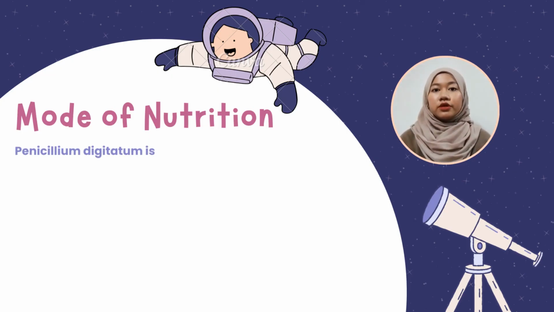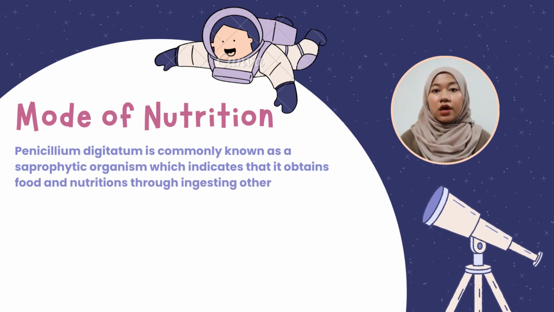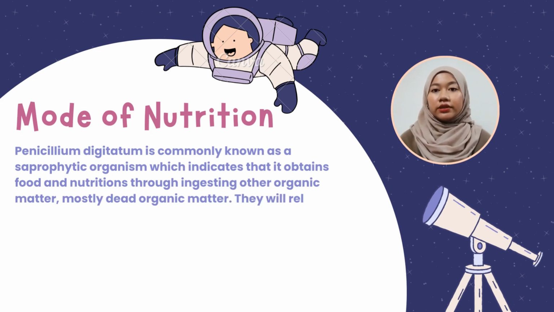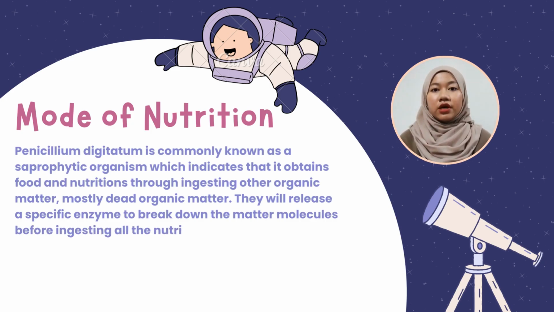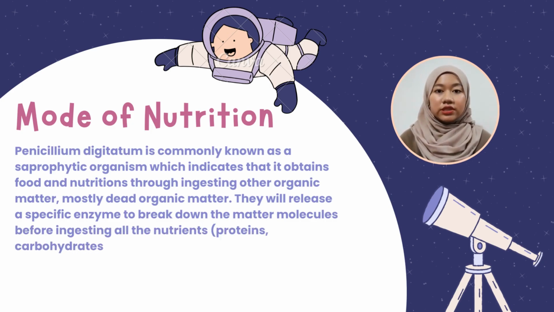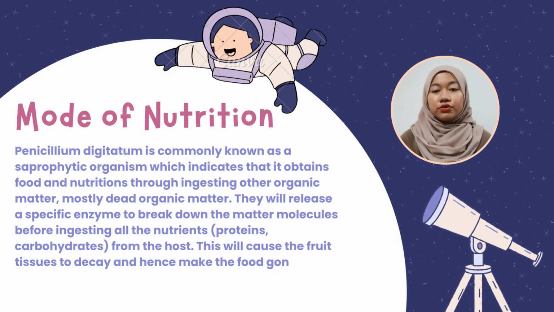Next, I will talk about the mode of nutrition of Penicillium digitatum. Penicillium digitatum is commonly known as a saprophytic organism, which indicates that it obtains food and nutrition by ingesting other organic matter, mostly dead organic matter. They release specific enzymes to break down the macromolecules before ingesting all the nutrients like proteins and carbohydrates from the host. This causes the fruit tissues to decay and hence makes the food go bad.